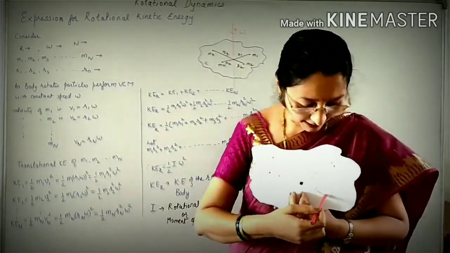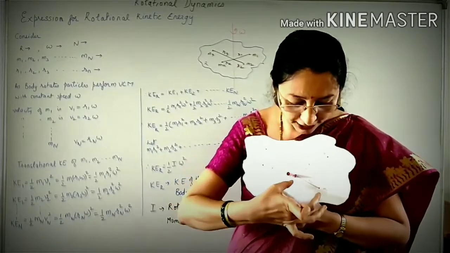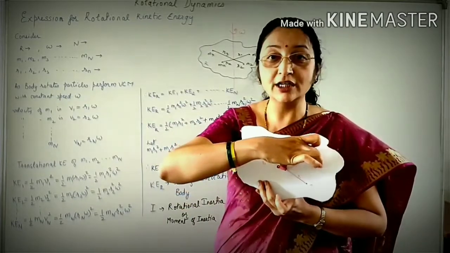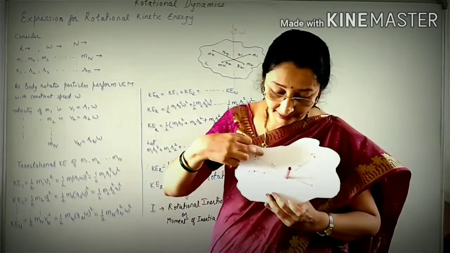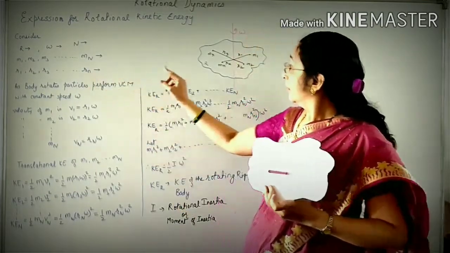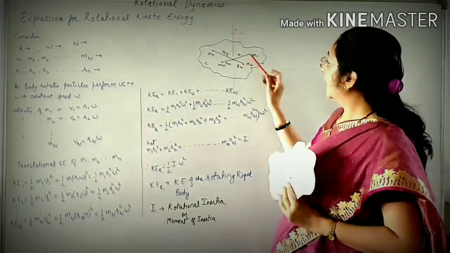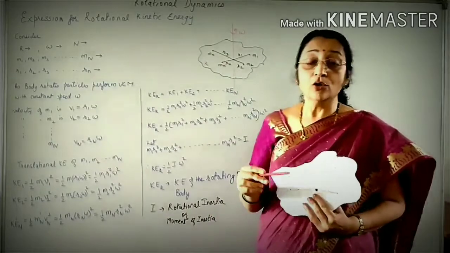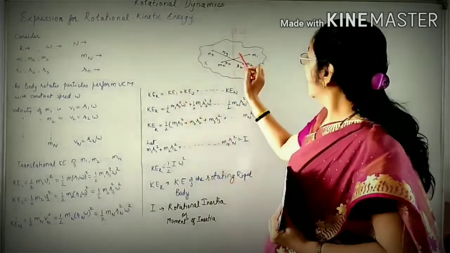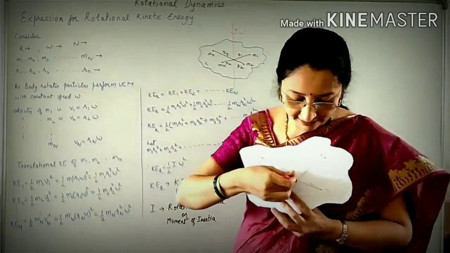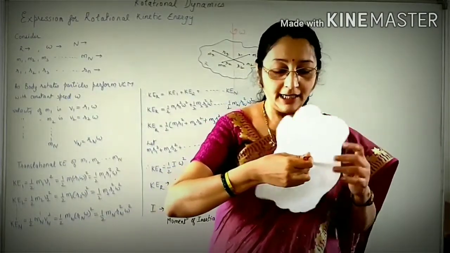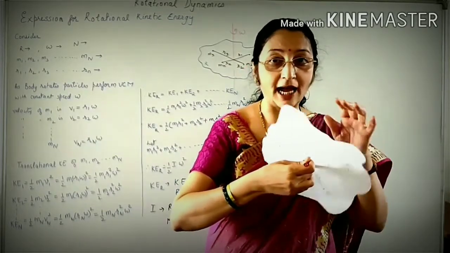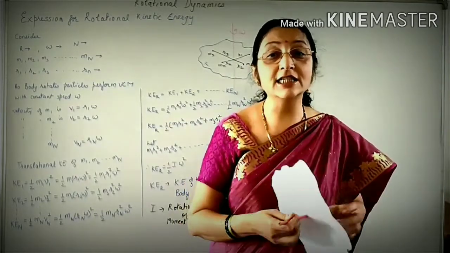So this is the first particle m1. The distance from the axis of rotation is r1. The distance of the second particle from the axis of rotation is r2. Similarly, for all the particles I have drawn here, r1, r2, r3, up to rn. So these are the respective distances from the axis of rotation of the rigid body.